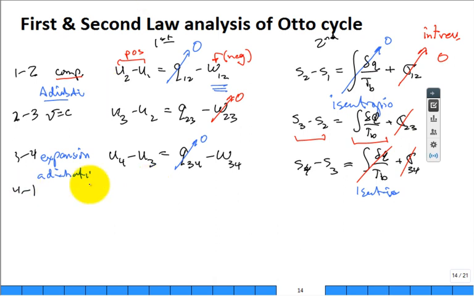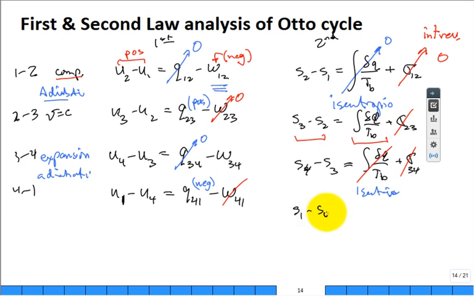Let's continue on. 4 to 1. U1 minus U4. Isn't the final state U1 and the initial state of the process U4, state 4? So U1 minus U4 equals Q 4 to 1 minus work 4 to 1. It's constant volume heat rejection. We anticipate this Q right here to be negative, just like we anticipated this Q to be positive right up there. All right, there's not much you're going to get out of the second law for this process also, so let's leave it alone. Okay, let's write it.